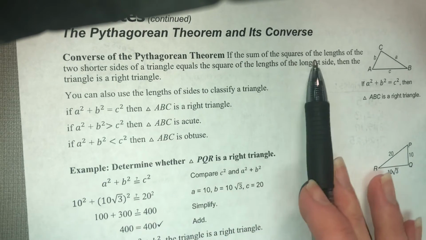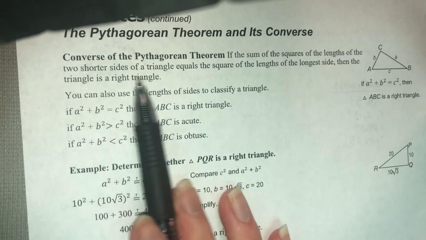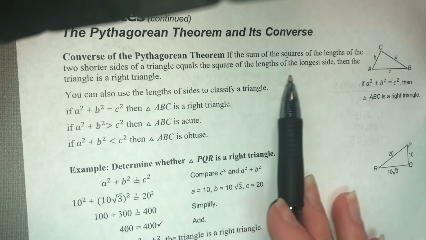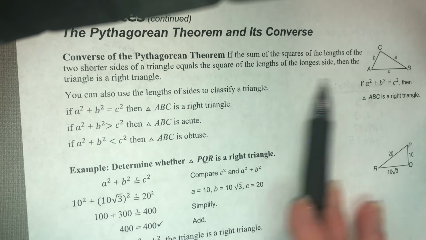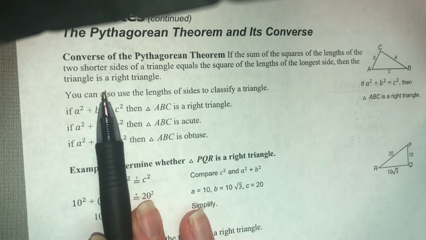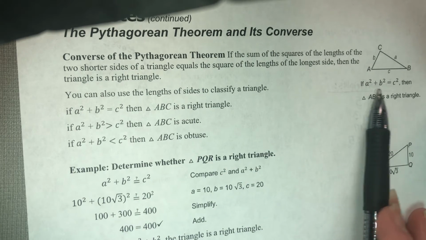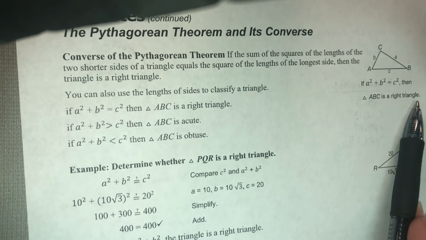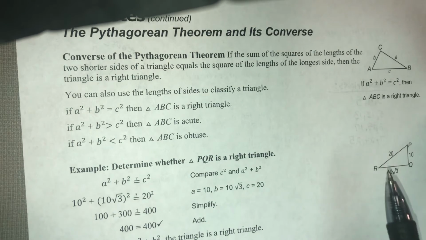If the sum of the squares of the lengths of the two shorter sides of a triangle equals the square of the length of the longest side, then the triangle is a right triangle. So if a squared plus b squared equals c squared, then you know you're looking at a right triangle. So you can test it out to see if it does.